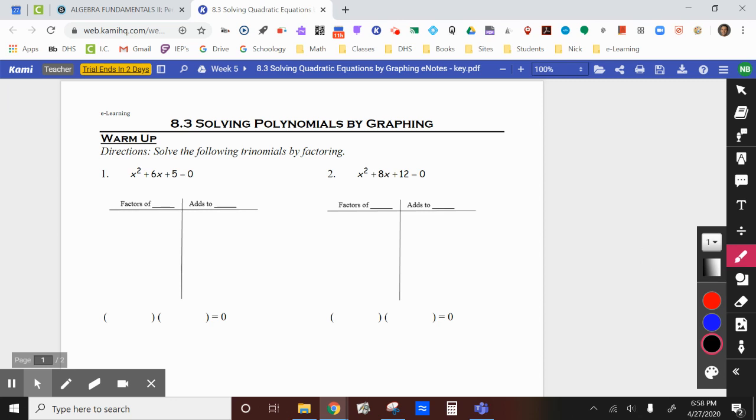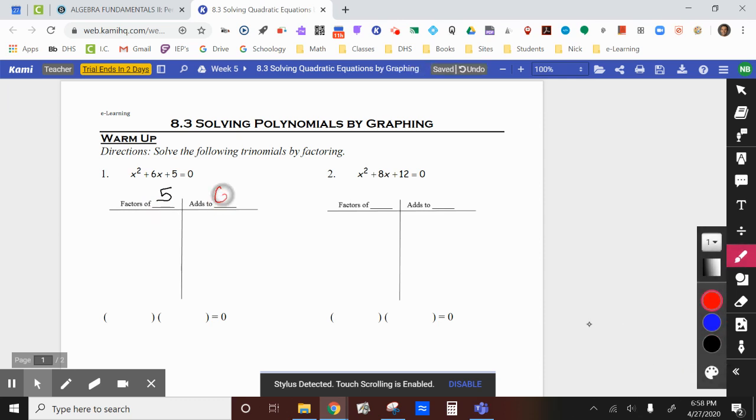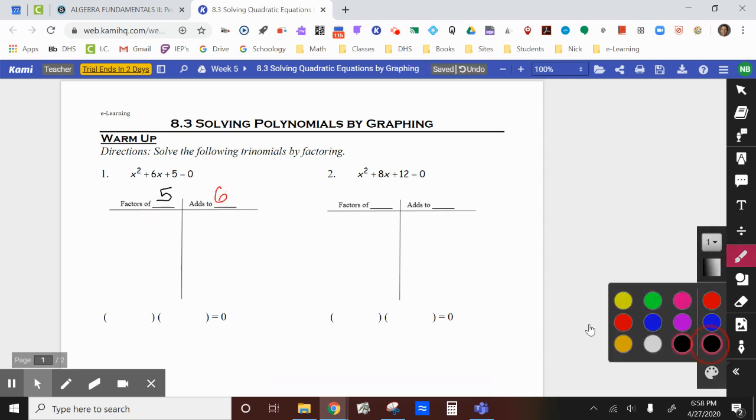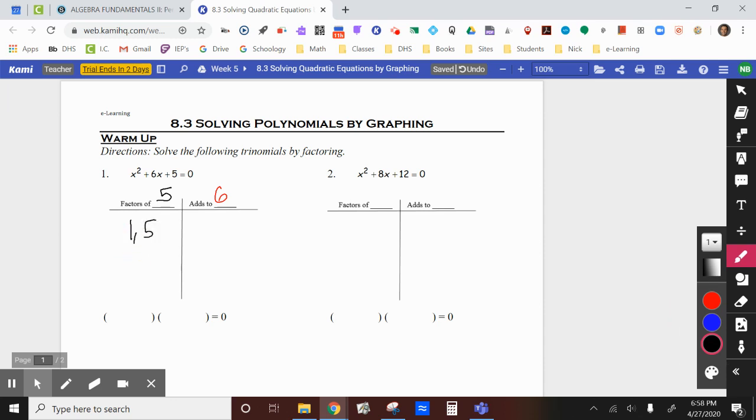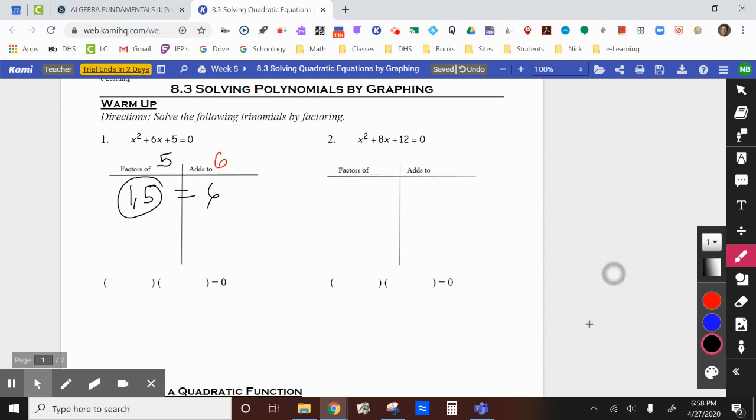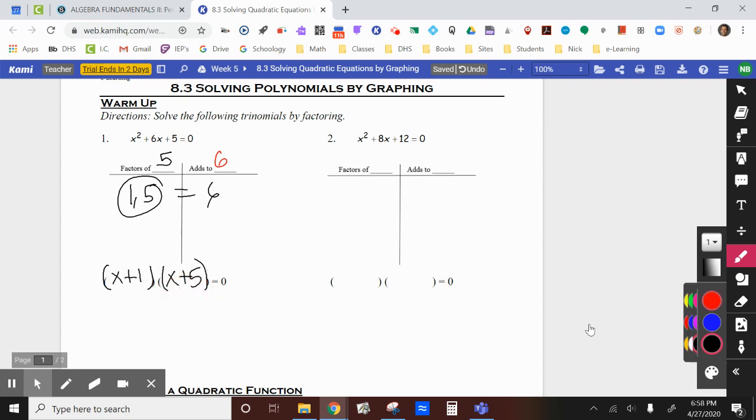Awesome. All right, let's see what you did. So for number 1 here, we want to find factors of 5 that add to 6. Well, my factors of 5 are just going to be 1 times 5. Those are my only two factors of 5, and 1 plus 5 does equal 6. So that's the two factors that I'm going to use. Now I can set up my parentheses here. We have x plus 1 times x plus 5 equals 0, okay?